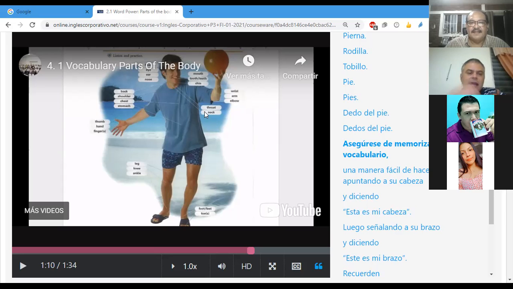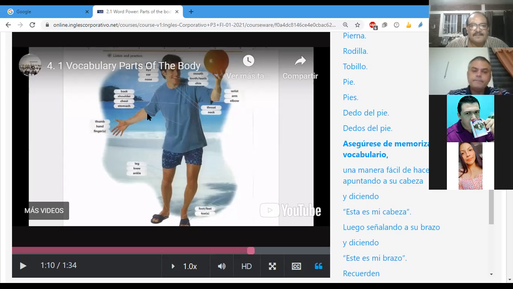Neck. Then we have foot, feet. Toe, toes. Then we have the ankle. Knee. Leg. Fingers. Hand. Thumb. Tongue.